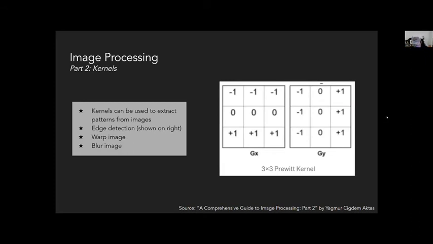Lastly, we have kernels. Kernels can be used to extract patterns from images, such as edge detection, shown on the right. They can also be used to warp an image or even blur an image. In this slide, we have an example of a Prewitt kernel used for edge detection, labeled GX and GY. GX is for horizontal line detection, while GY is for vertical line detection.